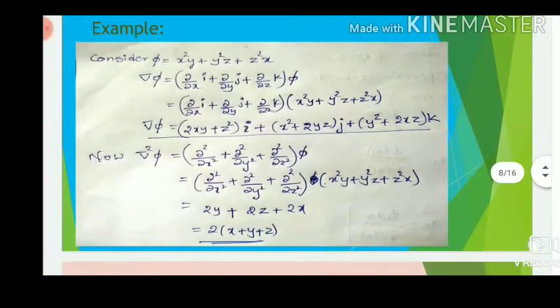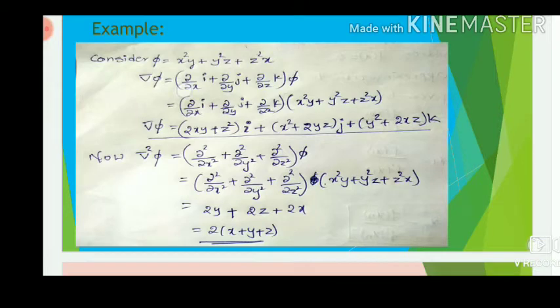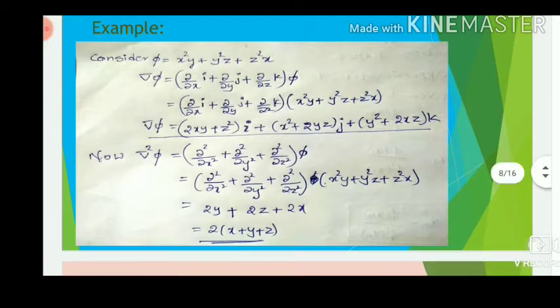Let me discuss some examples. Consider phi equal to x square y plus y square z plus z square x. Del phi, according to our definition, is dou by dou x i plus dou by dou y j plus dou by dou z k into phi. So here phi is x square y plus y square z plus z square x. Let me substitute in the second step.